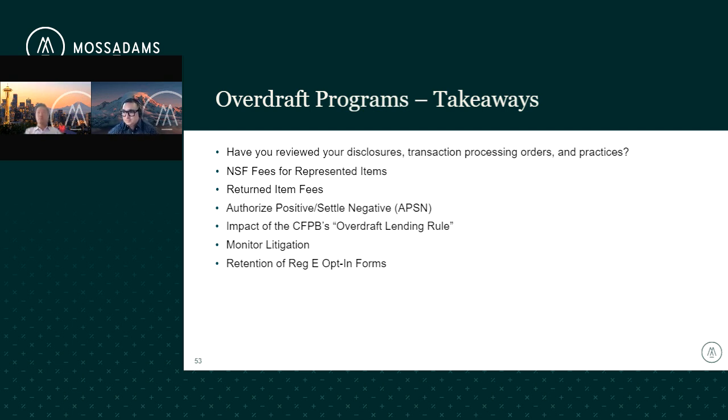All right, and our third polling question of the day: what modifications to your overdraft programs has your institution made over the last few years? Either A, nothing; B, we've updated disclosures; C, we've updated our system to no longer charge NSF fees for represented items; or D, we've updated our core system to prevent fees for APSN transactions; or E, B, C, and D. So if you select your answer on the screen and hit the submit button, your polling question will be recorded. We'll give you about 10-15 seconds here to answer this polling question.